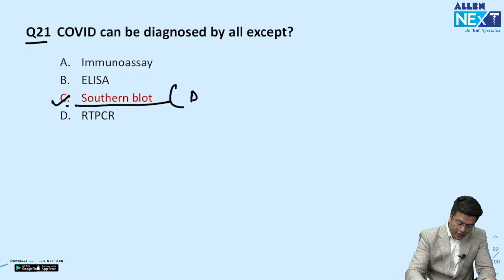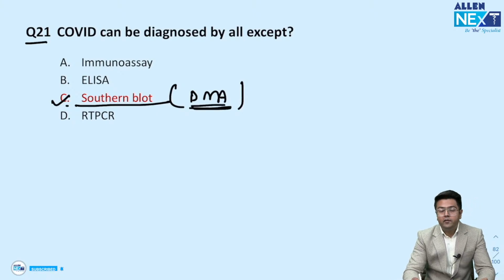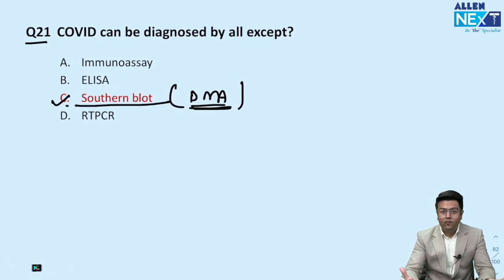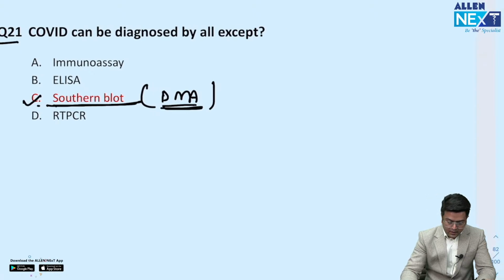And southern blot is for DNA, simple. Even if you know nothing, southern blot is done for identification. Though I can do it by converting this into cDNA, obviously this is a long process. Southern blot is the correct answer, right, guys? Okay.